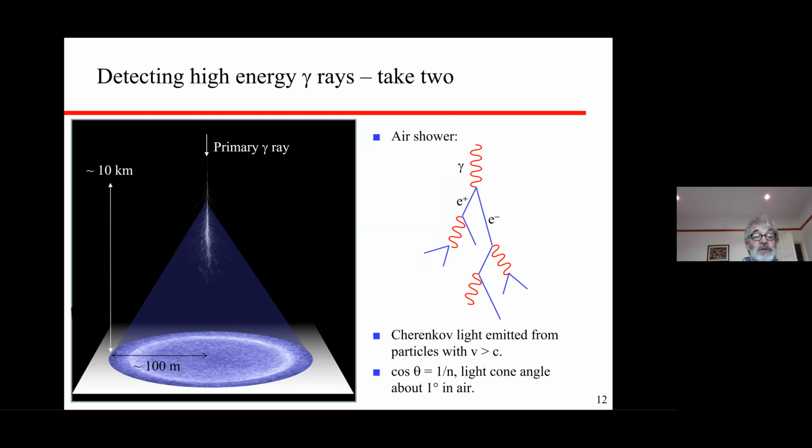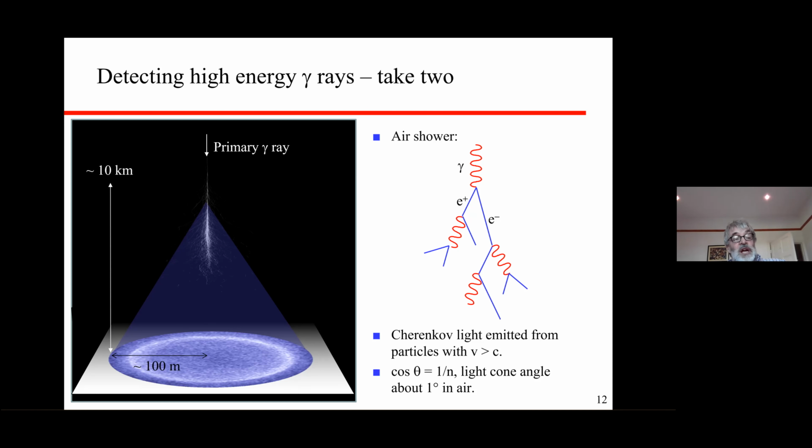Now we come back to the Cherenkov trick again. Because these electrons and positrons are traveling faster than the speed of light in air, they emit Cherenkov light. Remember, that's what happened in the surface detectors in the Auger experiment. There, the angle involved was something like 40 degrees. In air, the Cherenkov angle is much smaller because the amount that light slows down when it enters air is much smaller than the amount it slows down when it enters water.